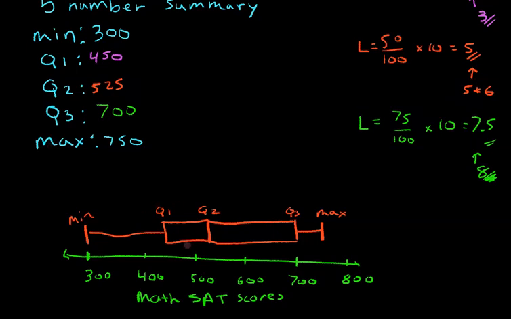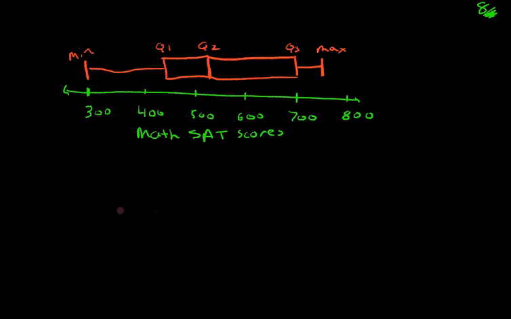Now you can tell some things about the distribution of the data based off of the box plot. For example, this data may be slightly left skewed because of the longer whisker down to the min. So let's talk about that. What do different box plots look like based off of their distributions?